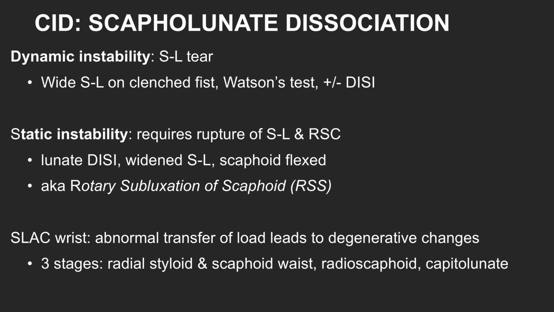Static instability is one you can see on a standard X-ray, and it requires rupture of the SL ligament and the RSC with rotary subluxation of the scaphoid and a widened SL gap. If this condition continues, you end up with a scapholunate advanced collapse, a slack wrist, where the abnormal load transfer leads to degenerative changes and arthritis.